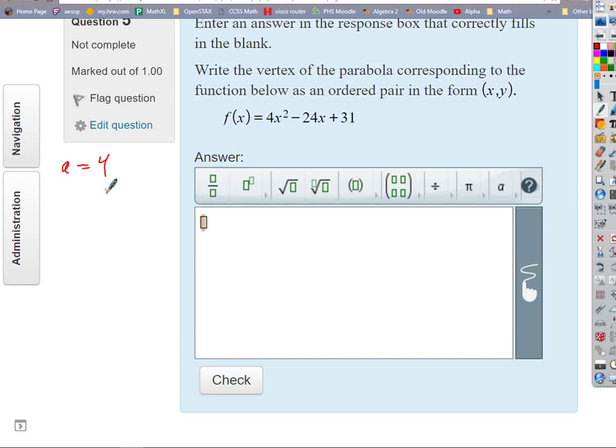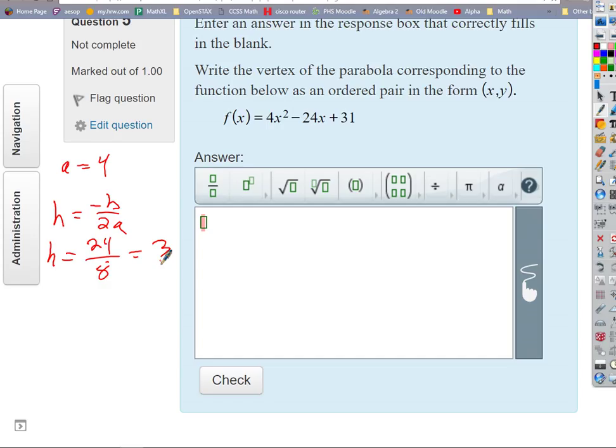So what about H? What's that? We've got to use a little formula, right? Negative B over 2A. So what's negative B? 24, over 2 times A, which is 4, so over 8. So what is that? 3. Okay, so H is 3.